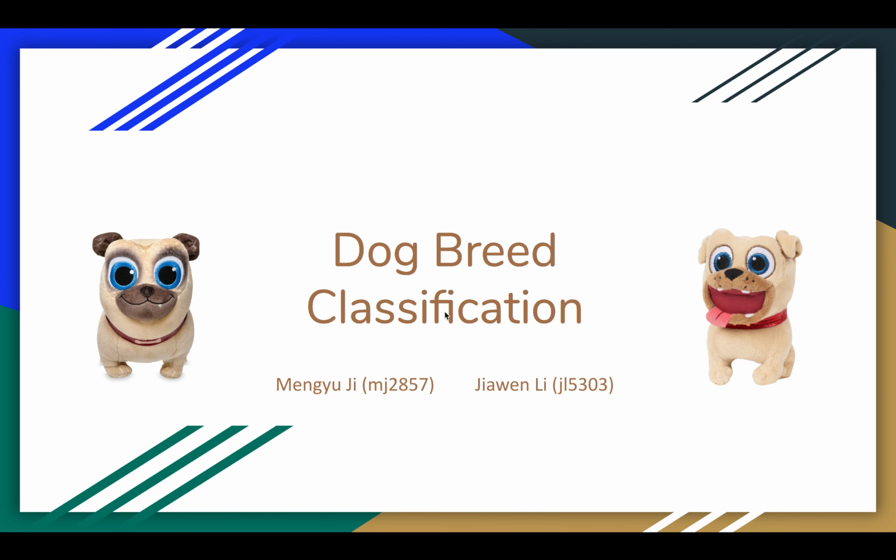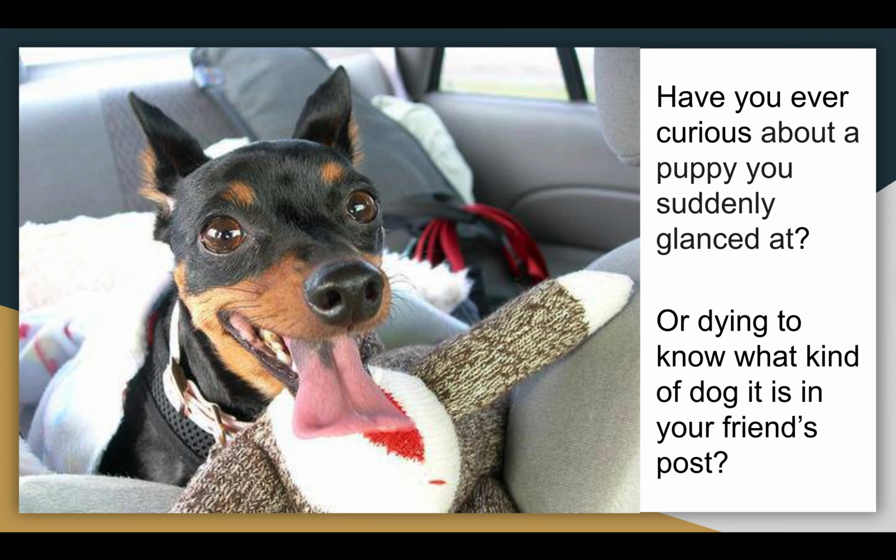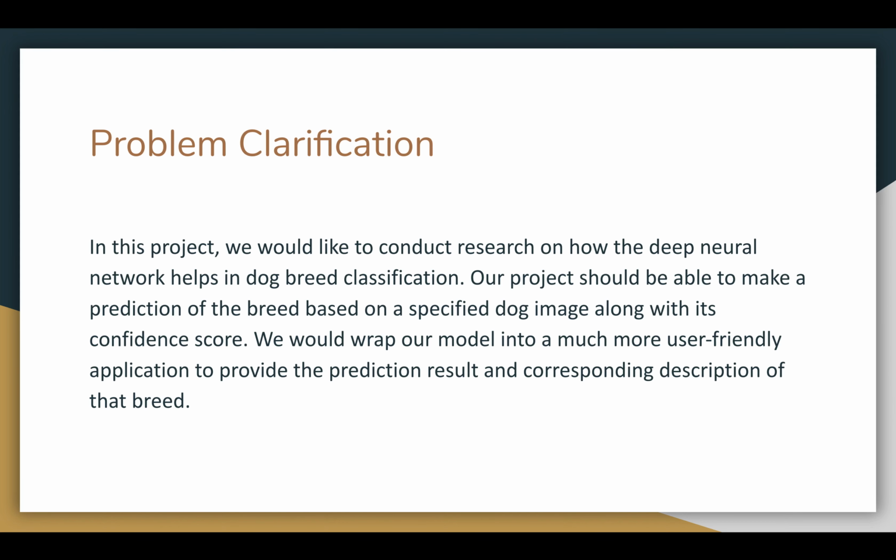Our project is called dog breed classification. Have you ever been curious about a puppy you suddenly glanced at on the street, or been dying to know what kind of dog is in your friend's post? Our project would like to conduct research on how a deep neural network helps in dog breed classification.